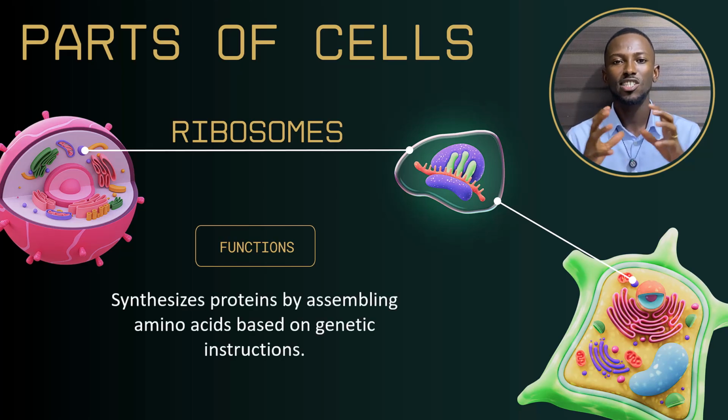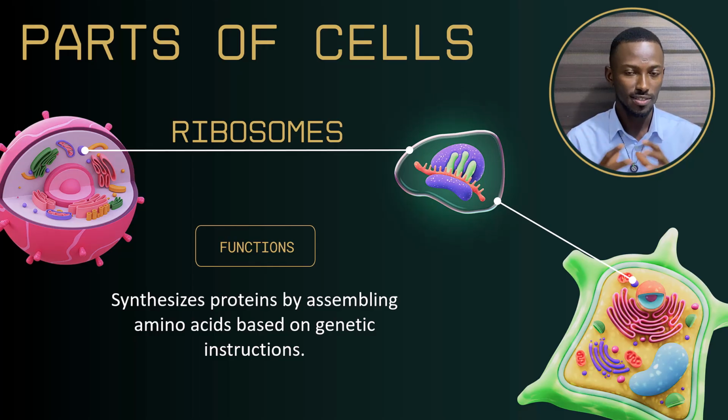First, it synthesizes proteins by assembling amino acids based on genetic instructions. So basically what that point means is that the ribosome is responsible for making proteins, as simple as that. The ribosome receives information and, based on that instruction, is able to assemble amino acids for making proteins. Amino acids are the basic unit for making proteins.